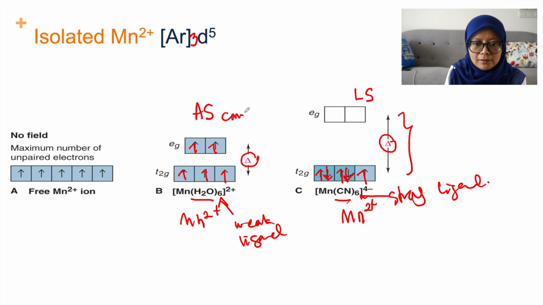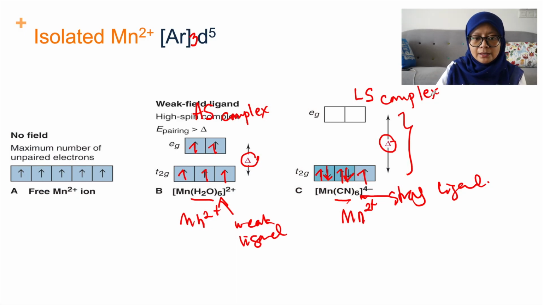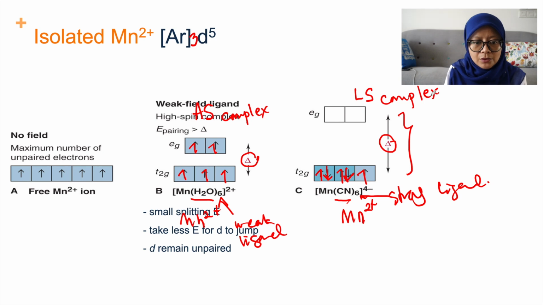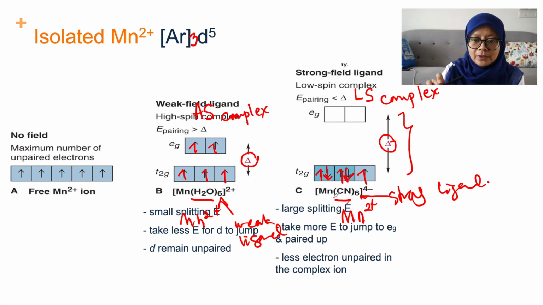Okay, high spin complex and low spin complex, just because we have two different types of ligands. So here we have small splitting, which takes less energy for the d electron to jump, and the d electrons remain unpaired. And then the second one has large splitting energy, which takes more energy to jump to Eg and pair up, so there are fewer unpaired electrons in the complex ions.